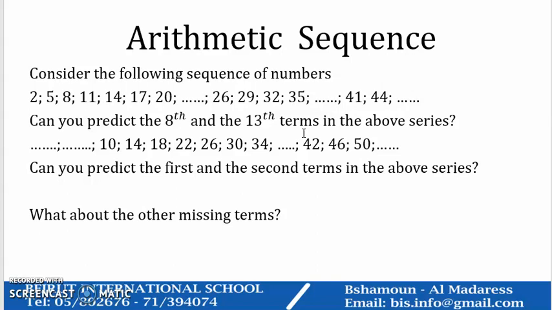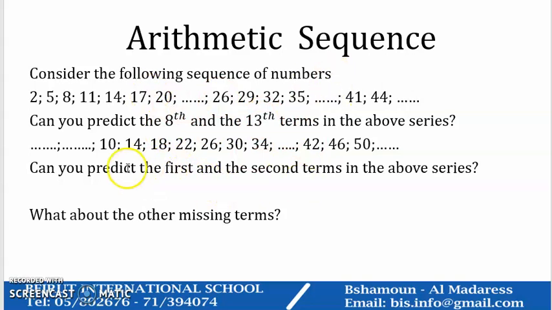Okay, we notice that from the first one to the second one we add 3, and then 3, then 3. We add 3 each time. If we add 3, then the 8th term will be 23, and the next is 26, adding 3 to 23. Then 29, 32, 35, and 38, then 41 in the same pattern. So we can predict the 8th term and the 13th term by using the same pattern.